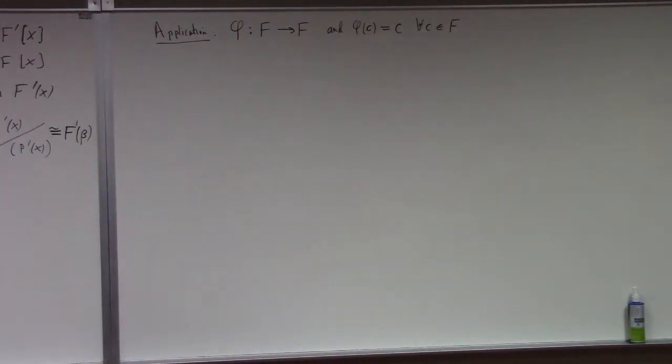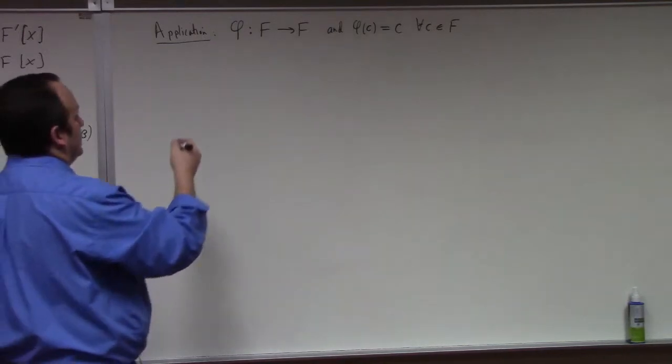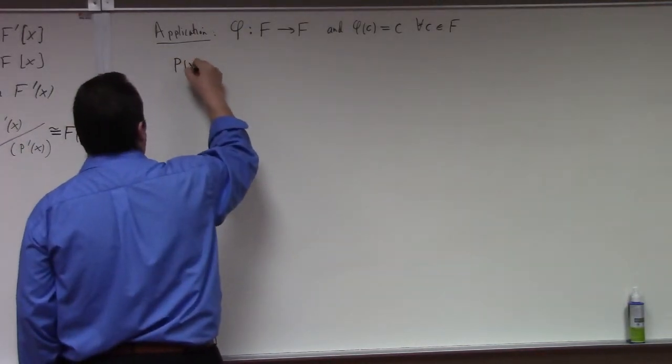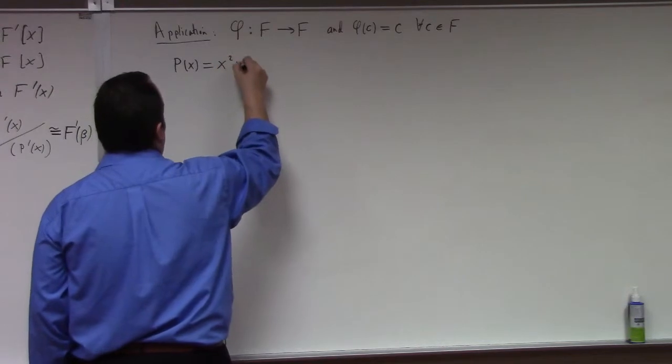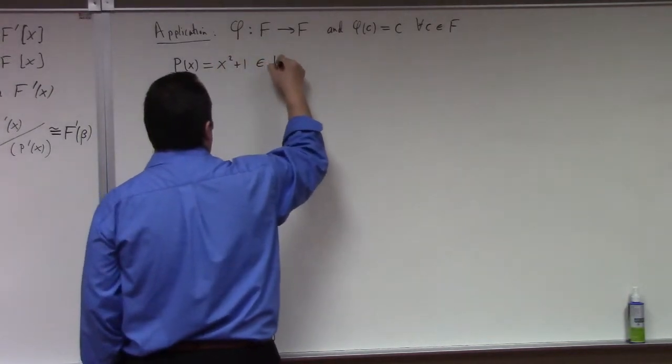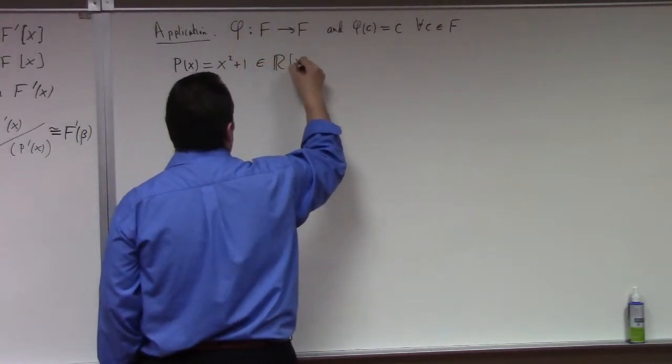Because what this says is that, for example, if I look at p of x equal to x squared plus 1, which of course is an irreducible real polynomial, right?